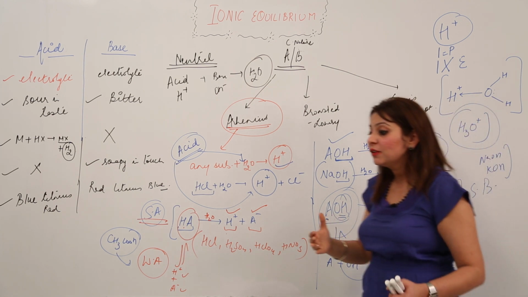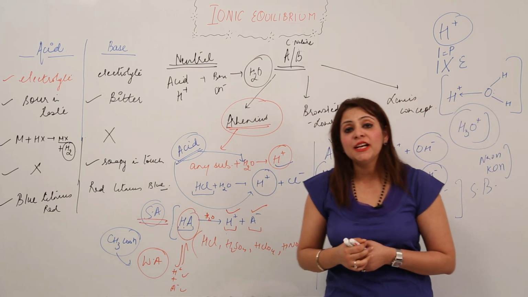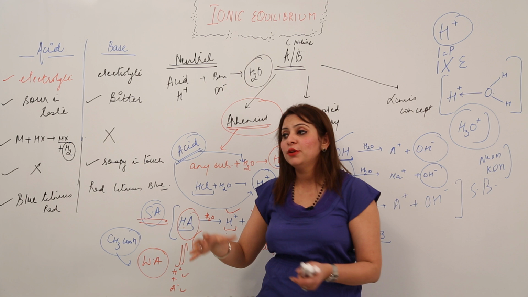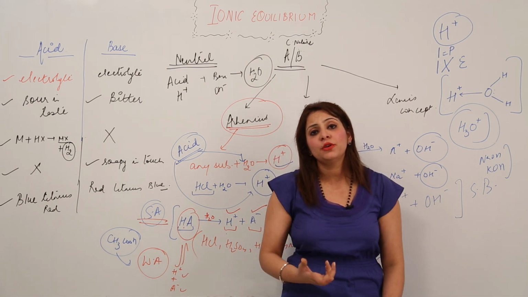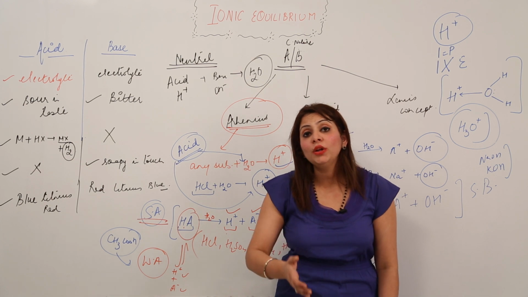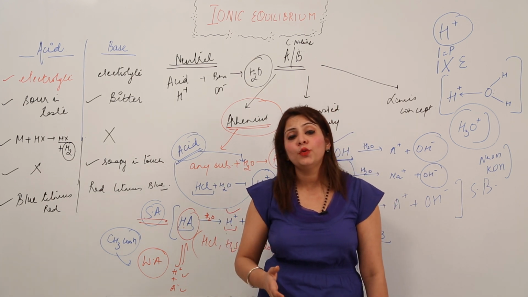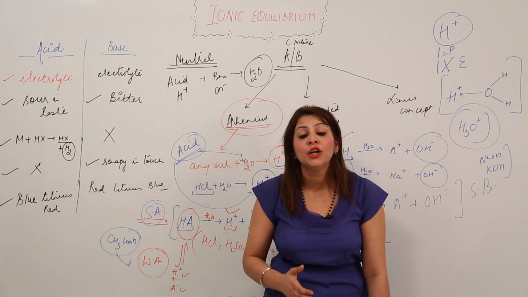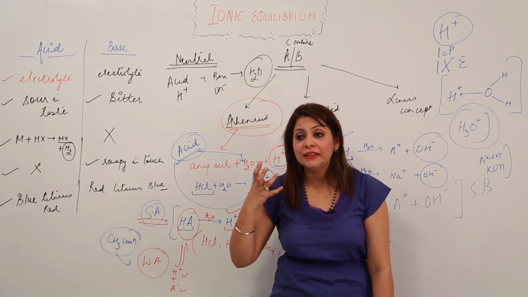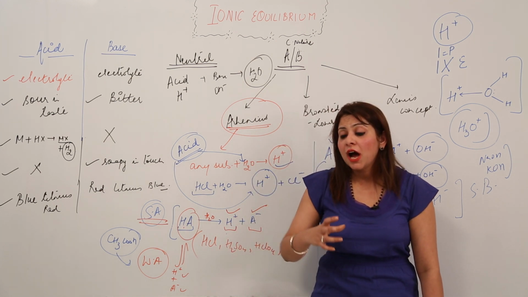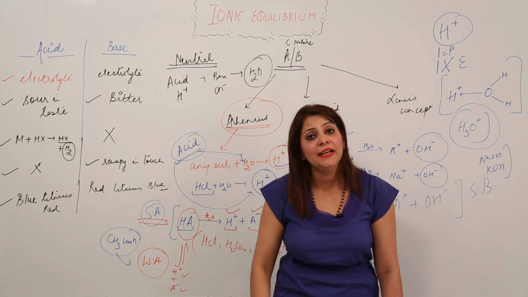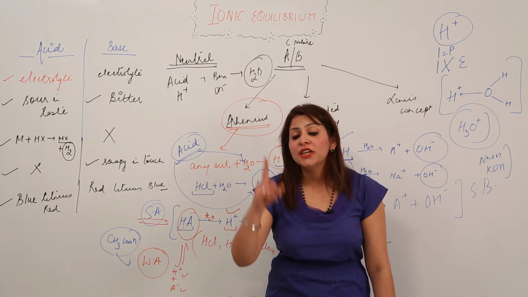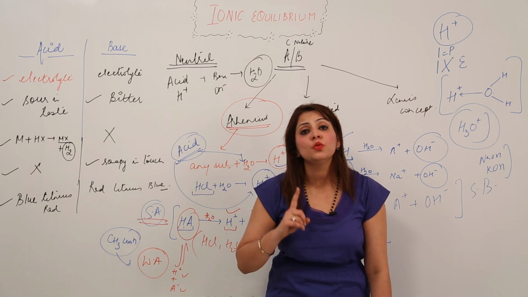So why did Arrhenius say that when an acid is dissolved in water, it produces hydrogen ion, and when a base is dissolved in water, it produces hydroxide ion? Because we know that when any ion is added to water, it gets hydrated. So how are we able to see that those hydrogen and hydroxide ions are present in the water, right? So this was the first limitation which he failed to answer.